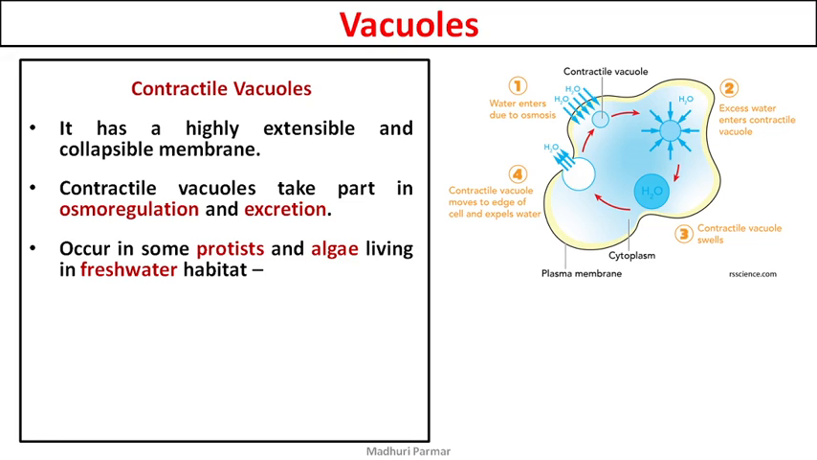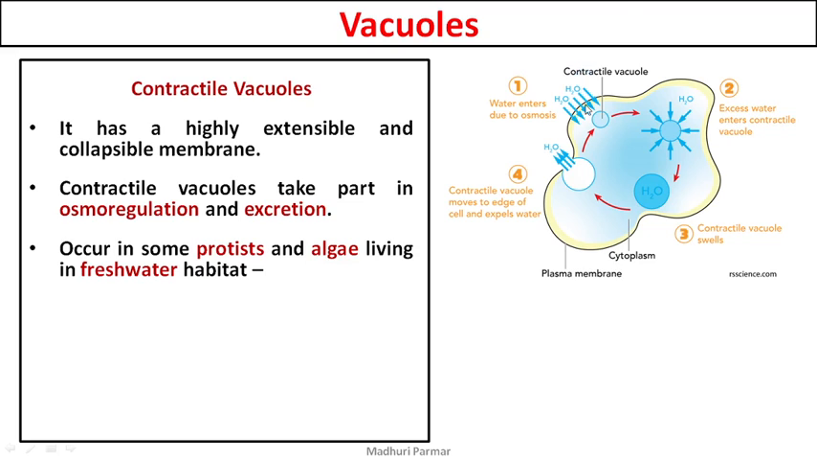Then algae, which live in fresh water. Remember this term, it is important. When these unicellular organisms are living in fresh water, they will show the presence of a contractile vacuole. Now what happens? Look at this diagram clearly. Because they are living in fresh water, which is hypotonic, and these cells may or may not have a cell wall.